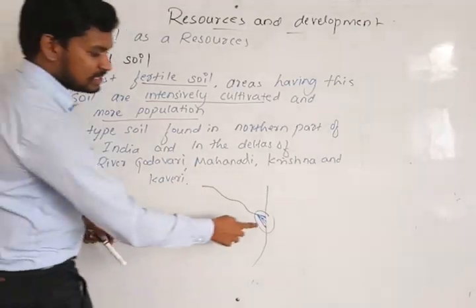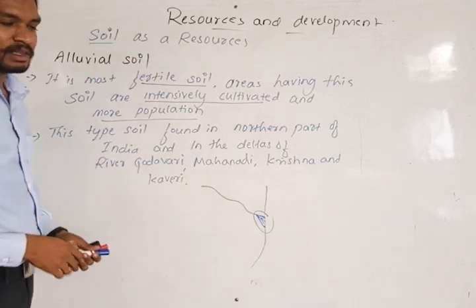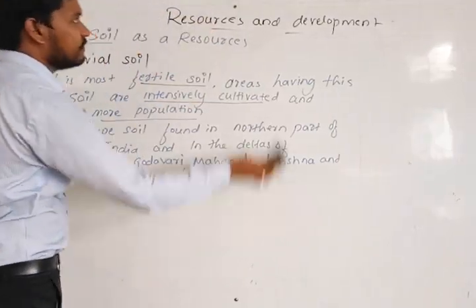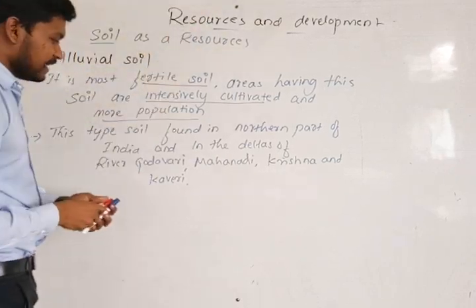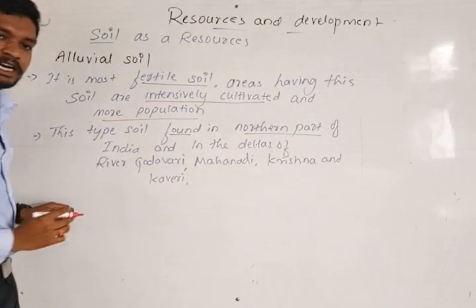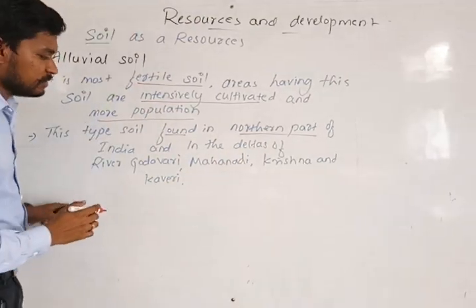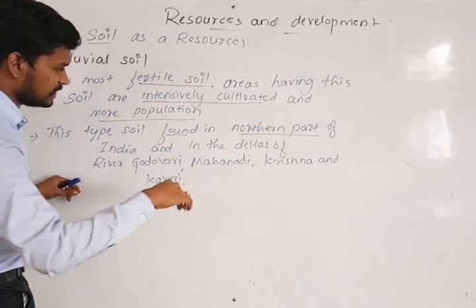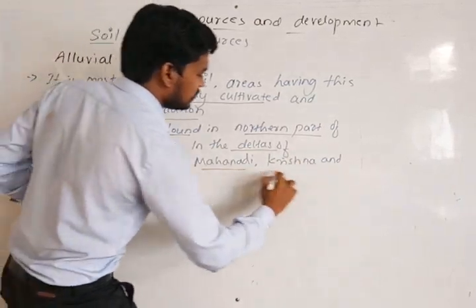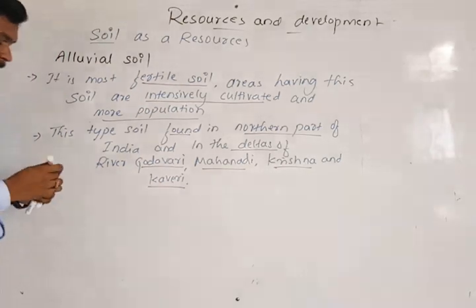There you can see this alluvial soil, because we know this alluvial soil is carried and deposited by rivers, mainly by river activity. The reason we find this alluvial soil mainly in the northern part is that there are many important rivers and tributaries. In the southern part of India, you can find it in the delta areas, like those of the rivers Godavari, Mahanadi, Krishna and Kaveri.